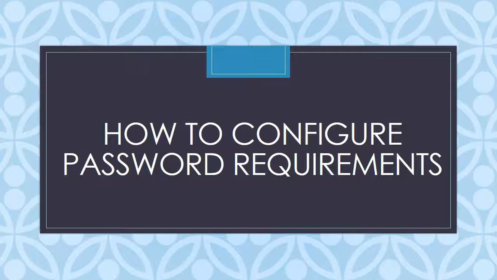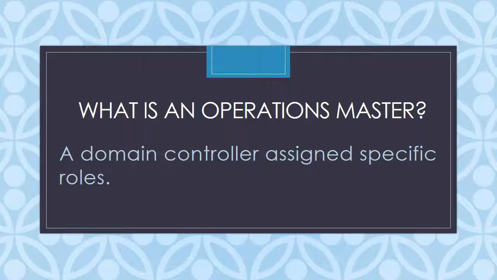In the console tree, click Password Policy, Group Policy Object, followed by the computer's name. Then in the Details pane, right-click the policy setting that you want and click Properties. If you are defining this policy setting for the first time, select the Define this policy setting checkbox. Select the options that you want and then click OK. Easy as that. Our next topic is what is an operations master?